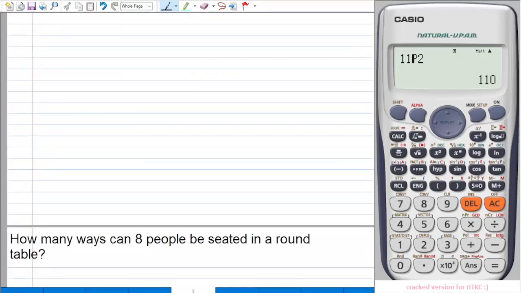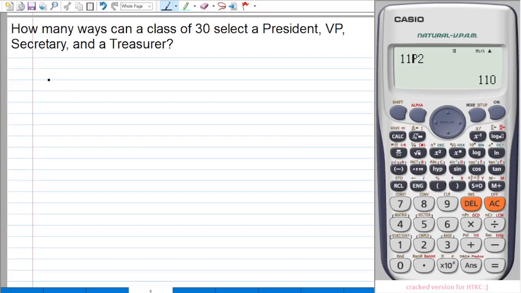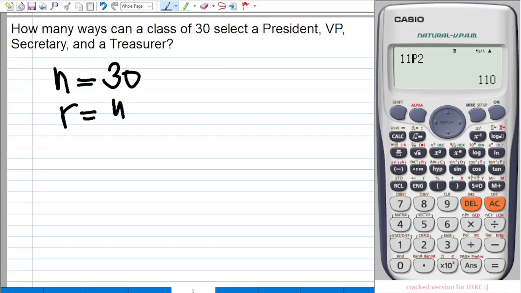So another last example. How many ways can a class of 30 select a president, vice president, secretary, and a treasurer? So we just proceed to the shortcut, so it will be faster. So list n and r. n is 30. There are 30 students in the class, and they need to elect a president, vice president, secretary, and a treasurer. So 4 positions. So this is 30P4. So just input this to the calculator: 30 shift P and then 4.